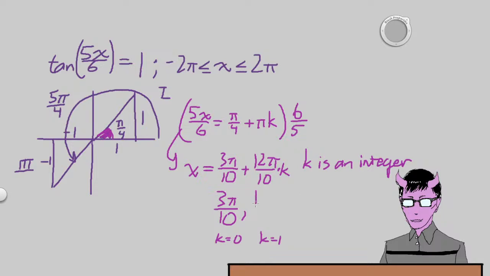So plus the first 12 is 15 pi over 10. Yep. And then to get to the next candidate, just add another 12 pi to the numerator. So we're going to get 27 pi.